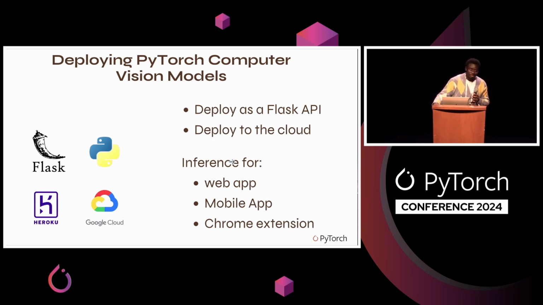But after we've been able to train the model, we need to put the model out into the world, right? And again, that's what makes PyTorch really awesome for us. The easiest thing we do is to deploy it as a Flask API and then deploy it to the cloud. And with that, we can run inference for our web app, our mobile app, and our Google Chrome extension.